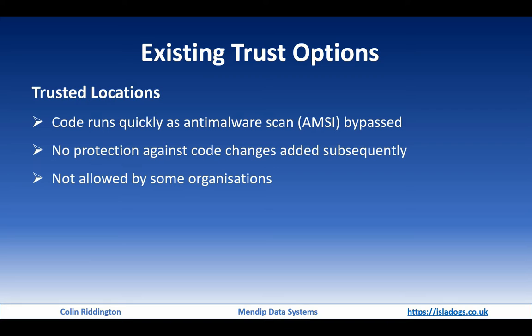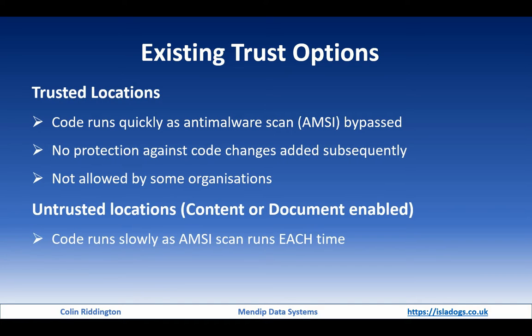The reason why this has now become an issue is some organizations deliberately block their employees from placing files in trusted locations, and therefore users are stuck with trying to actually run them from non-trusted locations after enabling content. And as you've seen, it runs slowly because the AMSI scan runs every single time you do it. The alternative for them may be to try turning off the macro protection, but that's not a good idea. It doesn't really help, and it adds a major security risk.